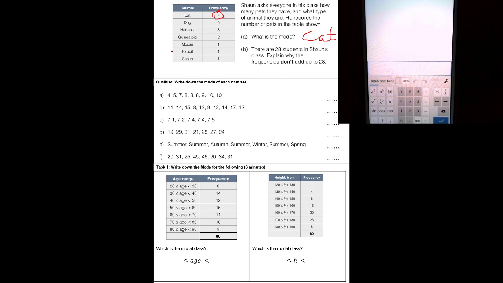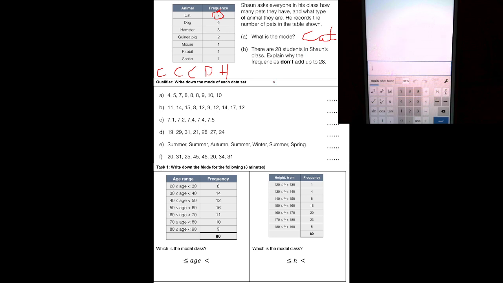If we write that out as a list, it would be cat, cat, cat, dog, hamster. That's what the actual raw data is going to look like. So this has just been collected into a table. So do not fall into the trap of writing 7 there. Otherwise, I will be very mad. There are 28 students in Sean's class. Explain why the frequencies don't add up to 28.